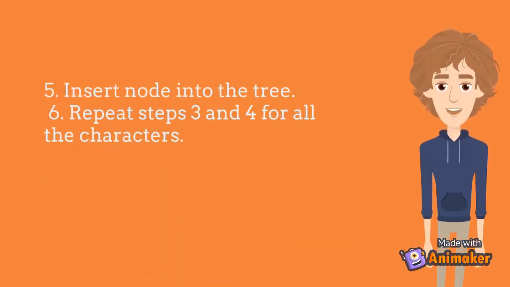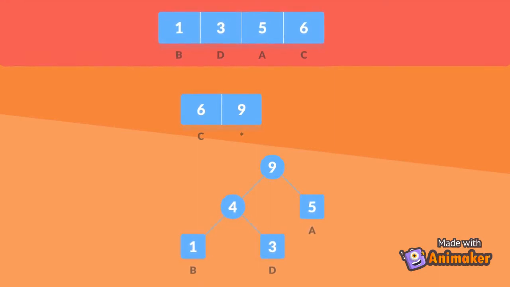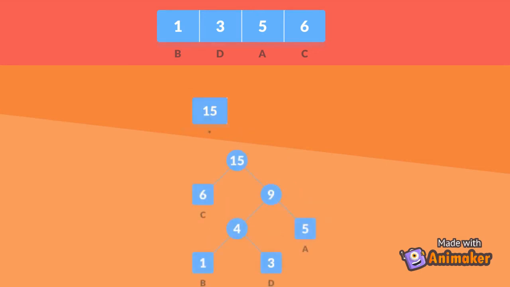And repeat steps 3 and 4 for all the characters. Next, we have created another node which will contain the frequencies of the characters having the least frequencies, therefore we have selected the characters A and the previously created node, having their frequencies 5 and 4 respectively. On again repeating the steps, we have created our final node which will contain the sum of the frequencies of all the characters.